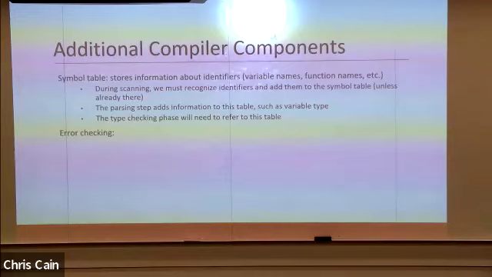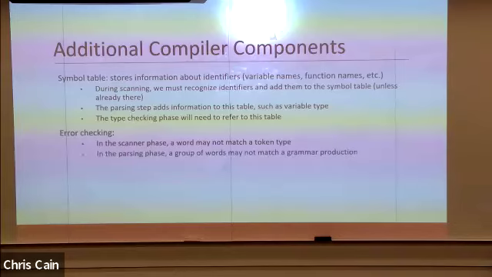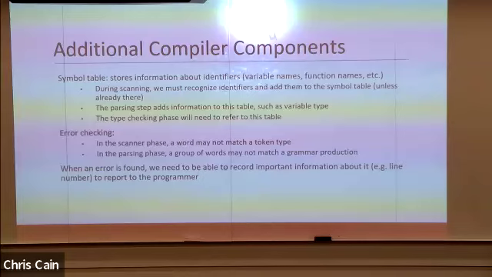You can also do some error checking at the compiler stage. So when we scan, we may have a word that doesn't match a particular token type. In parsing, we may have some ordering of words that don't match some legal syntactical construct that we have defined in the grammar. If we find an error, we need to figure out what kind of error it was, the line number that it was on, whatever information we can gather from this, and we can return that as an error to the user to help them to debug.